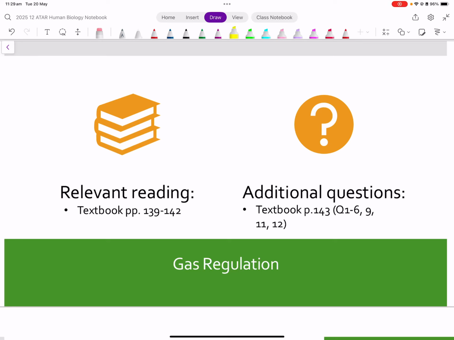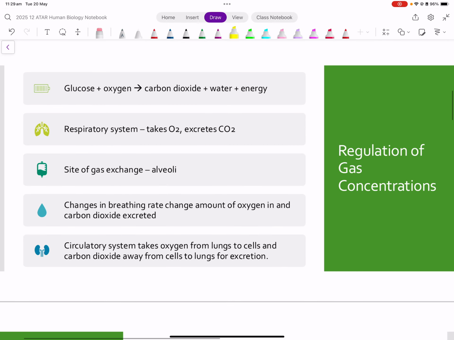So following on from thermoregulation and osmoregulation, we're now going to have a look at gas regulation. To get us started, there are two really important gases that form a part of our cellular respiration process. Obviously, when we eat sugar and we breathe in oxygen, we use this to create ATP or energy, and a byproduct of this is our other gas, carbon dioxide.